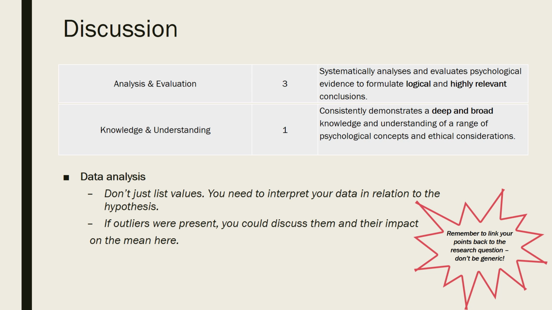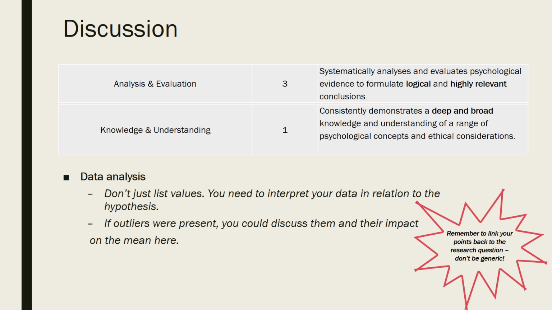So rather than just listing values, you need to interpret it in relation to the hypothesis. So what does that mean? If the peripheral route of persuasion group had a higher heart rate, how could you explain that? What may have caused them to have an elevated heart rate in comparison to the central route of persuasion group? Does this support your hypothesis?